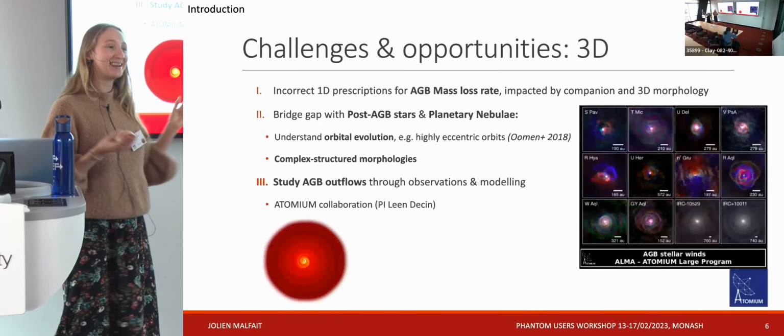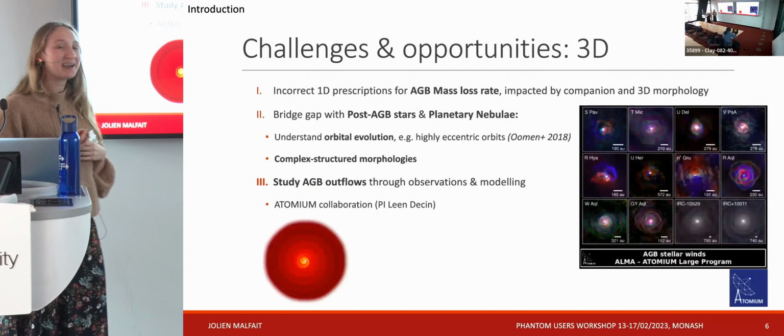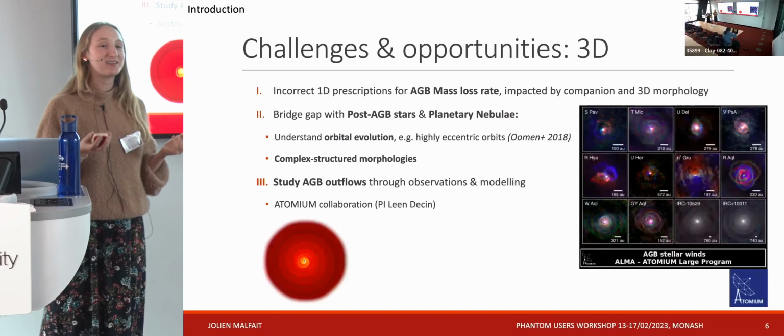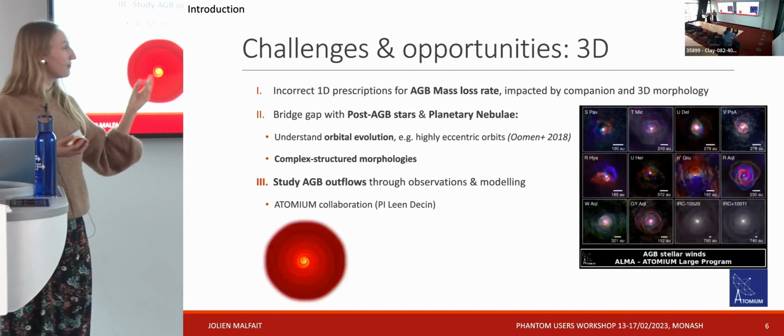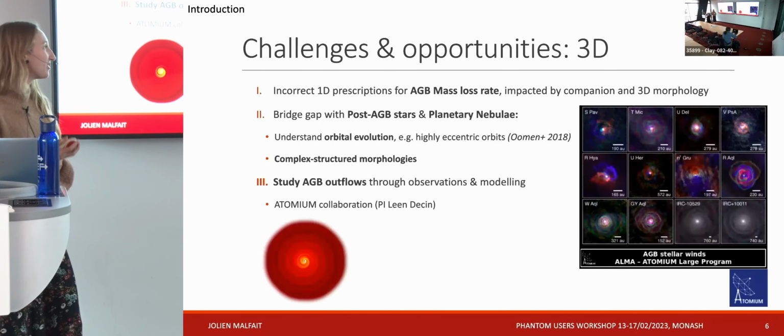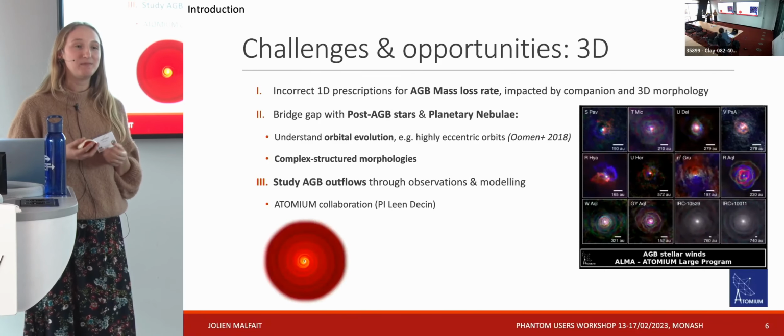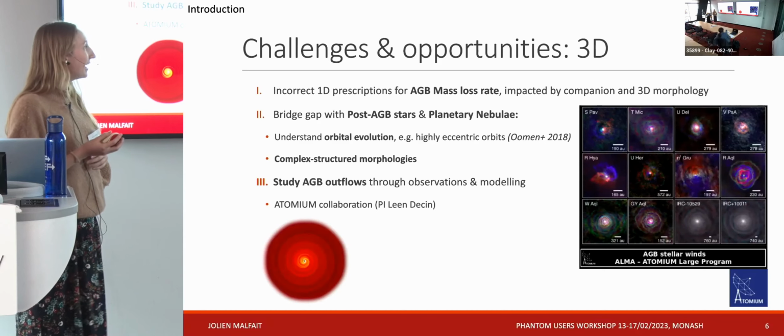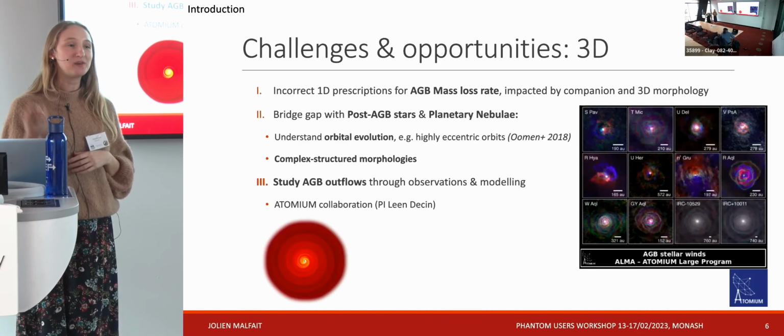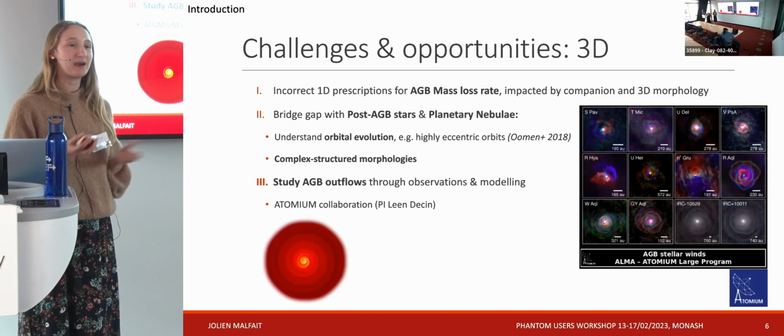And then the last thing here is what we are actually doing. So with all these novel images that we get from the ALMA telescope, this also gives us opportunities to really study these AGB outflows. And we want to do this by using both the observations and combining this with hydro models.